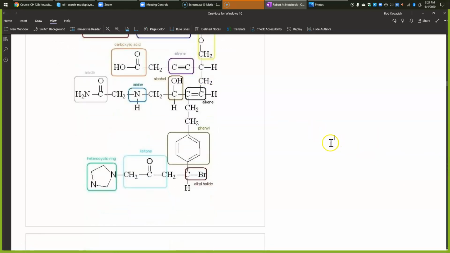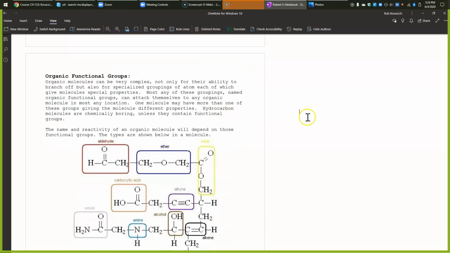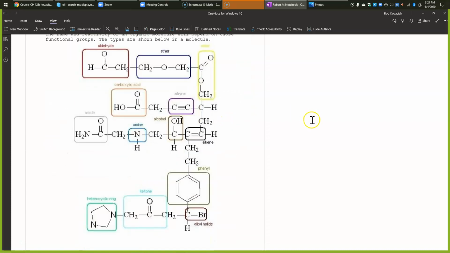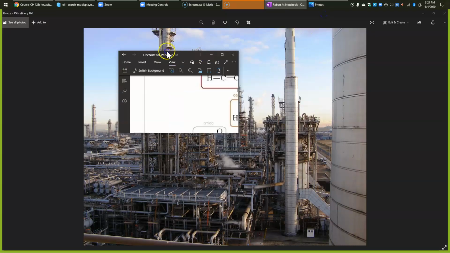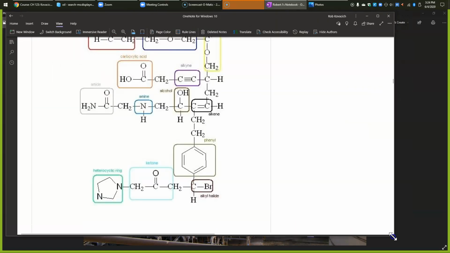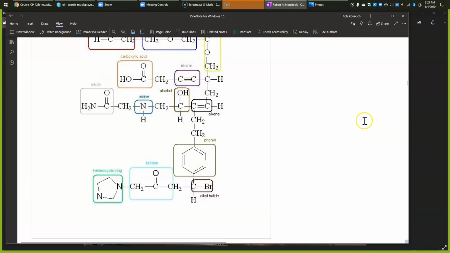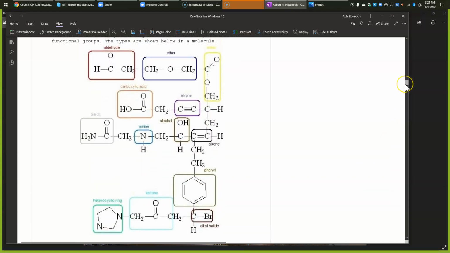So are they all just things that you could attach to a carbon chain? Why can I not get this exactly where I want it? That's really frustrating. There we go. Can you guys see all of that?